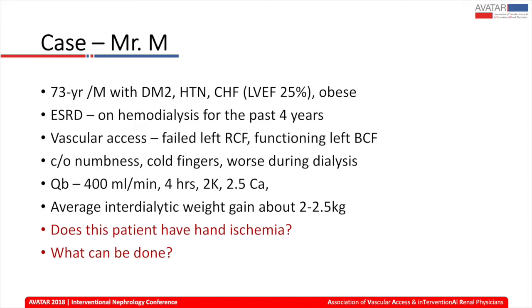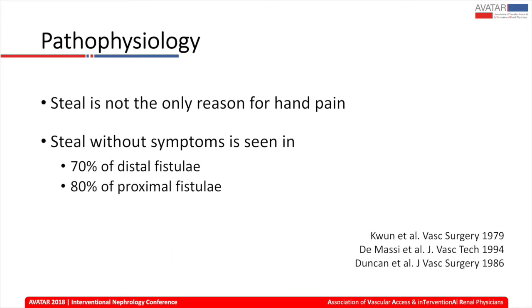His dialysis prescription is a blood flow of 400 ml per minute. He gets 4-hour treatments with a 2K and a 2.5 calcium bath. His average interdialytic weight gain is about 2 to 2.5 kilograms. So does this patient have hand ischemia? That's the clinical question that we pretty frequently face.